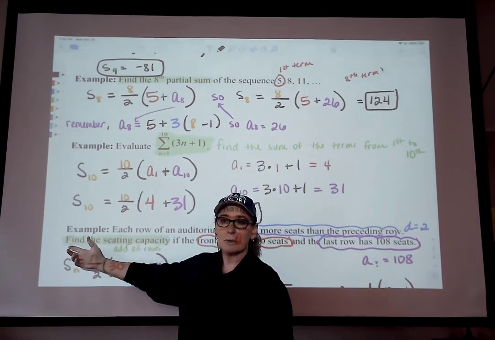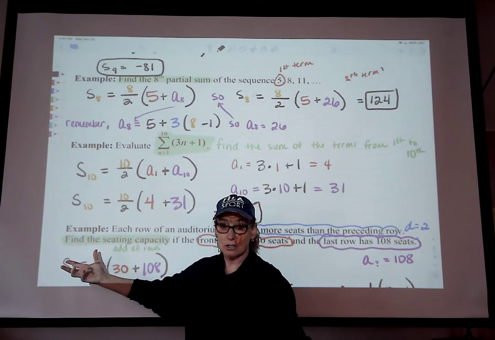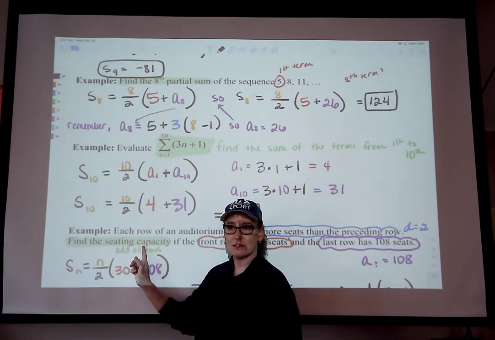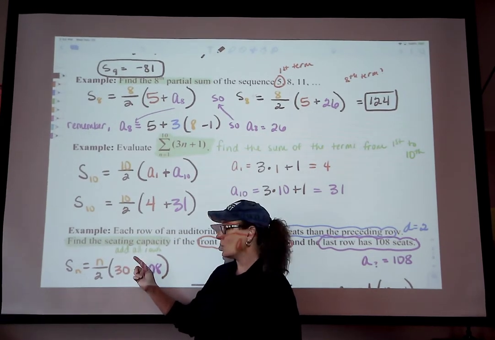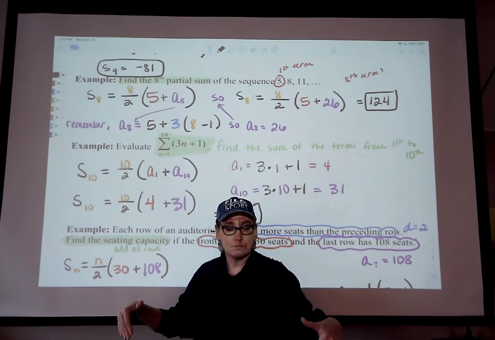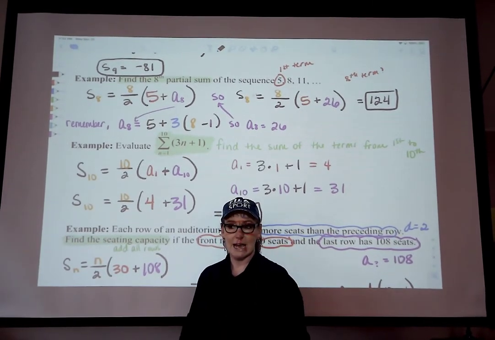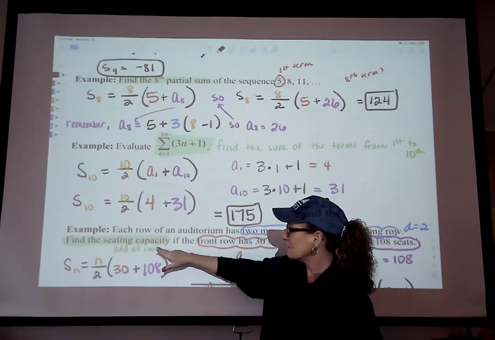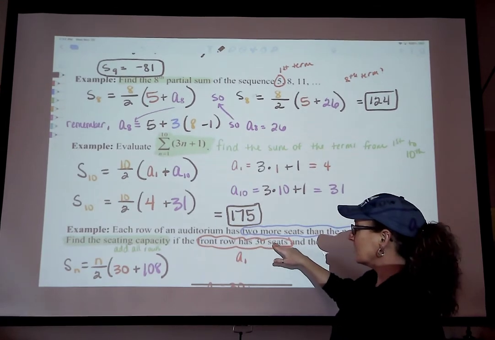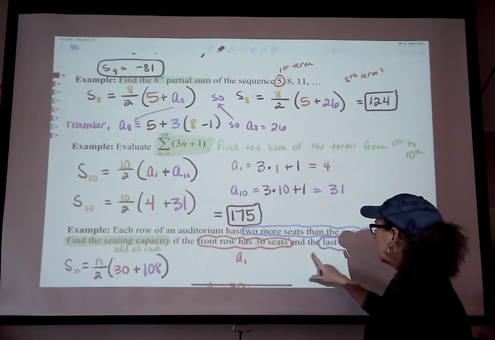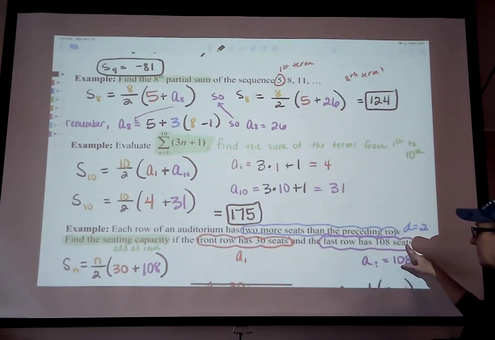Fine. Here's ultimately how you have to answer the question. Find the seating capacity. How many chairs, how many seats are in there? You have to add all the seats in each row. They grow by 2s. The front row has 30. Good information. That's a sub 1. The last row has 108.